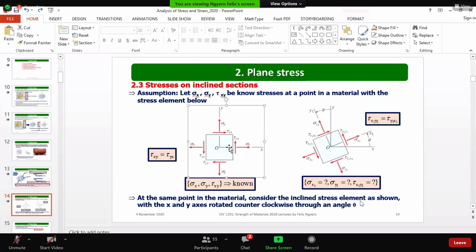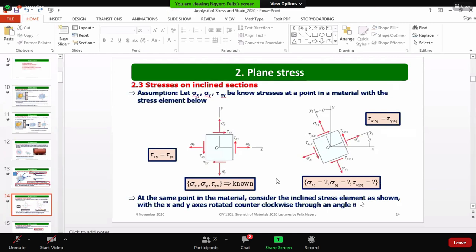Don't take it that the state of stress will always be like on the left-hand element. You can be given an oriented element, and then you're given the stresses on that element, and then you need to compute the maximum stresses, maximum normal stress, and maximum shear stress. So all in all, you just make use of the equations or make use of the graph, the Mohr's circle, to compute the maximum shear and normal stresses.